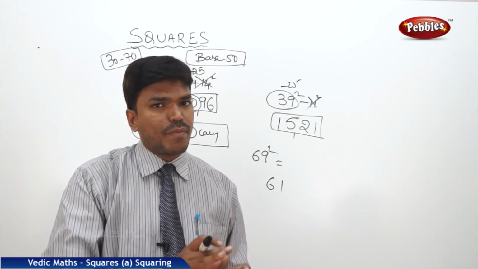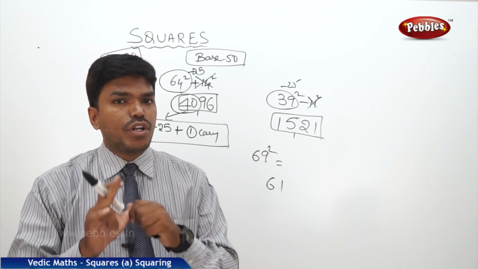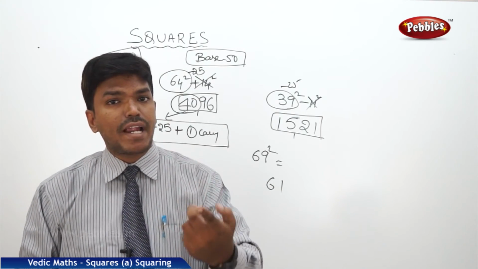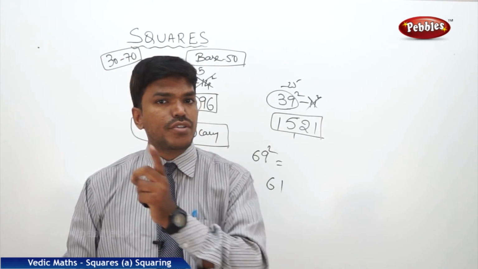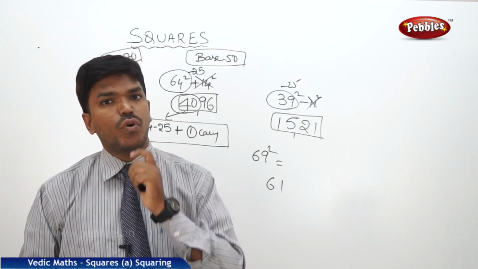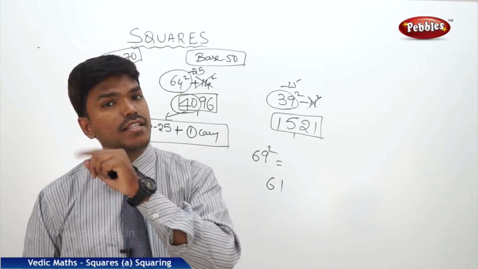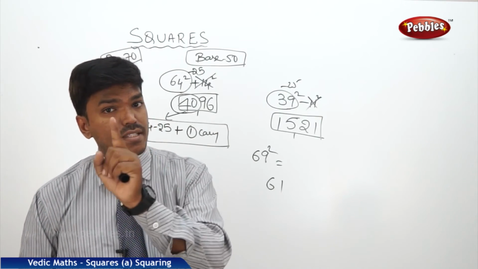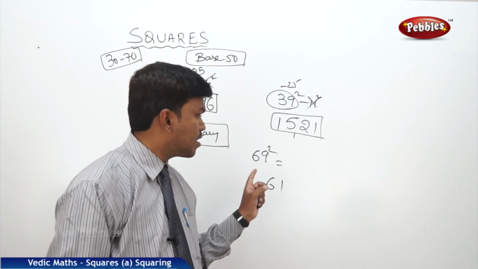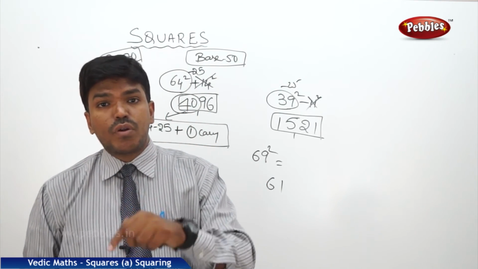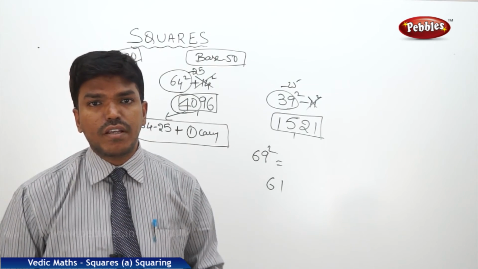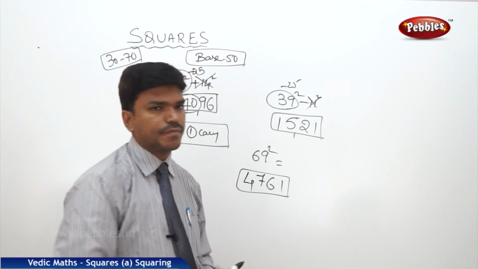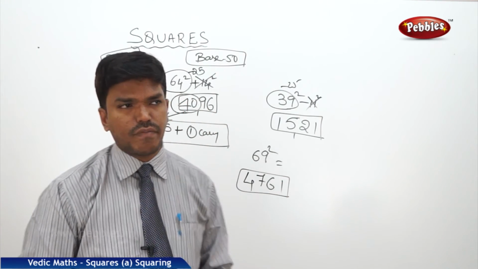Now to get the left side part, what do we need to do? Subtract 25 from the main number. What is the main number? 69. 69 minus 25 is 44. And how much is there in the mind? The carry, 3. We should not forget the carry. 44 plus 3 is 47. So my answer is 4761. Understand? One more example.